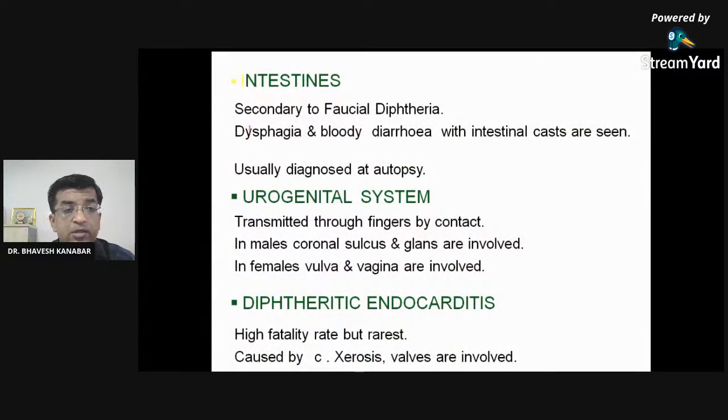In the intestine, involvement can cause dysphagia and bloody diarrhea. In the urogenital system, it can lead to involvement of the corona, sulcus, and glans, which are parts of the penis. In females, the vulva and vagina can be involved. Diphtheric endocarditis means involvement of the heart.